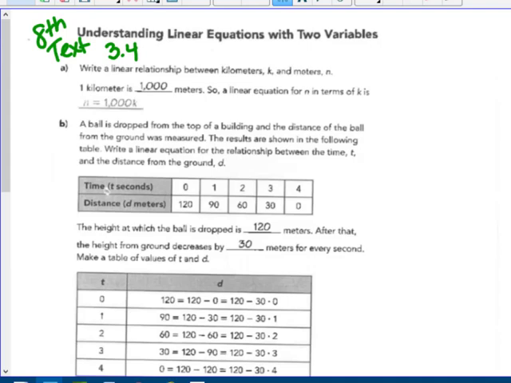Write a linear relationship between kilometers and meters, n. Oh, we just had that. Oh, here's a hint. See if you got it right. So a kilometer is 1,000 meters. A linear equation for n, the meters in terms of k, so meters, n, equals 1,000 times the kilometers. Did you get that correct on the page prior?